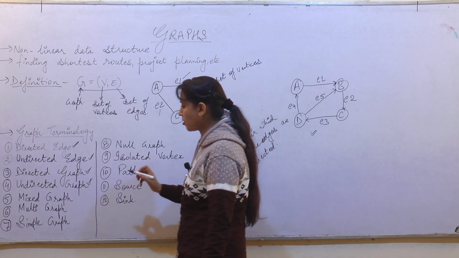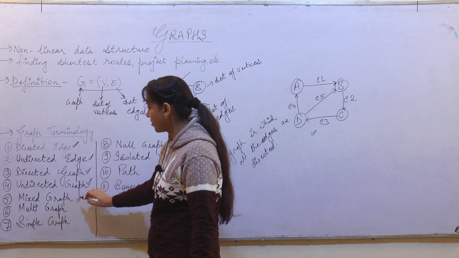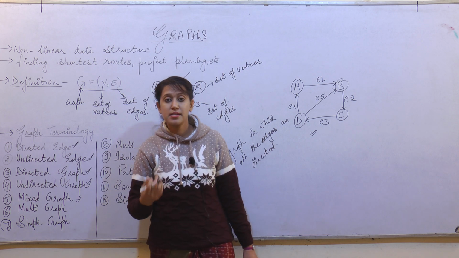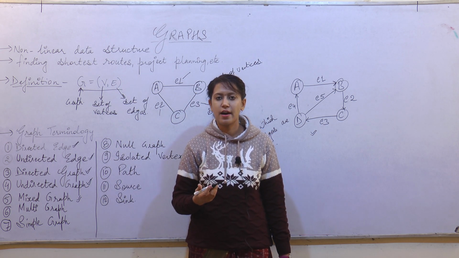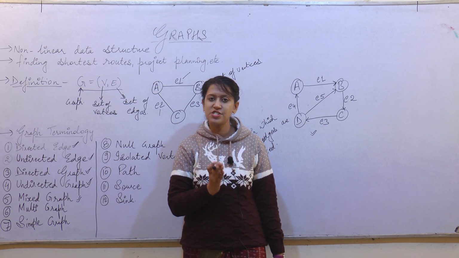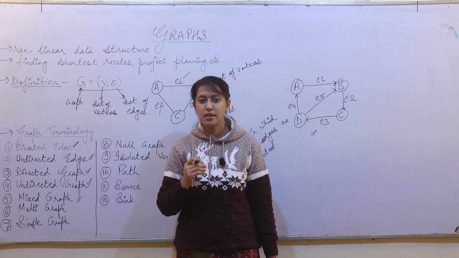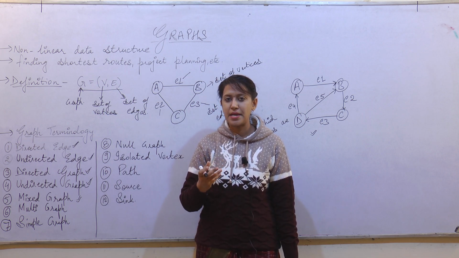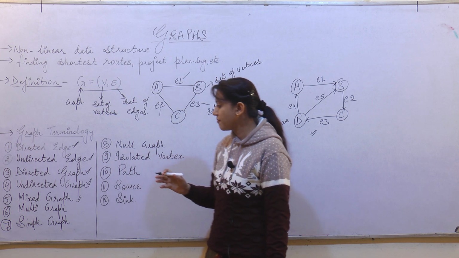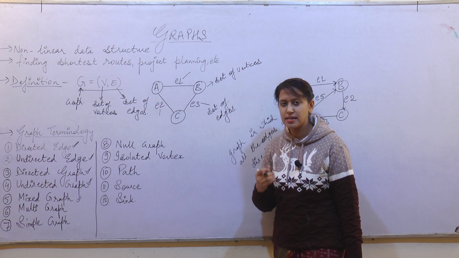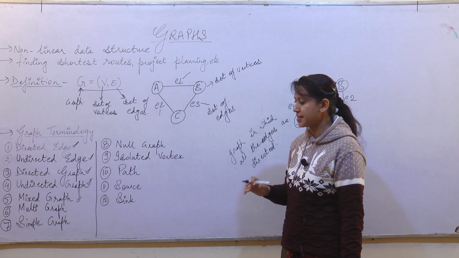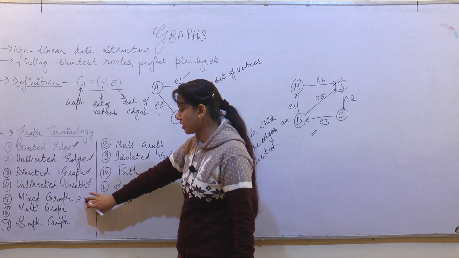Now next terminology comes as mixed graph. As the name suggests, mixed graph is a kind of graph in which some edges are directed and some edges are undirected. So the graph, I repeat, the graph in which some of the edges are directed and some of the edges are undirected is known as a mixed graph.